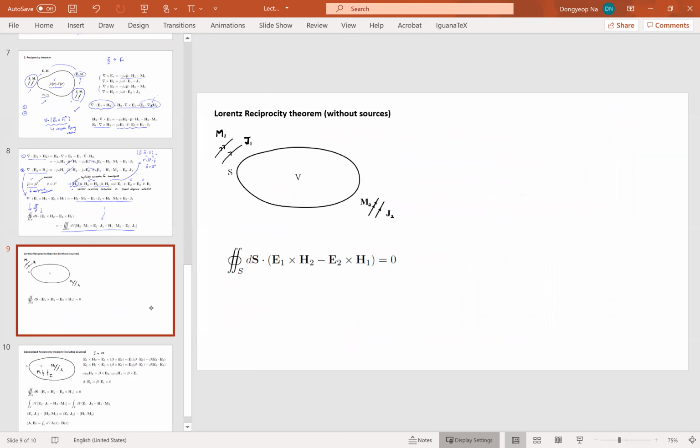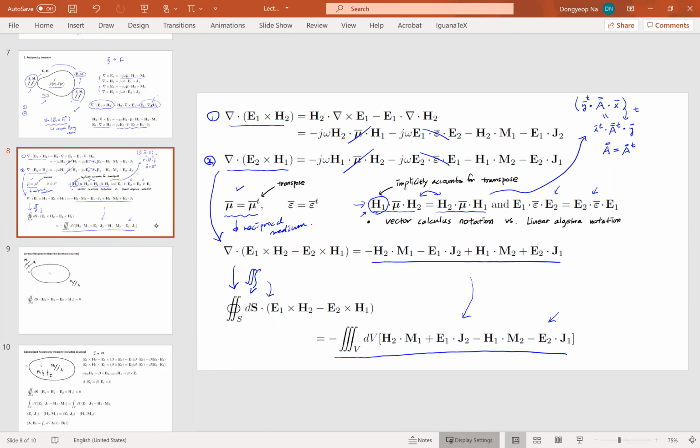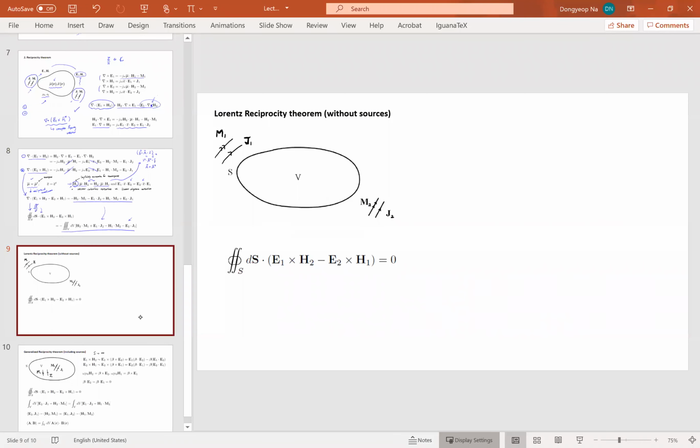The first one is that in the volume of our interest, there are no sources. So sources are excluded from our volume. Then the source terms are all zero, so that this whole integral is going to be zero, and we can have this equality. This is called the Lorentz reciprocity theorem without sources.